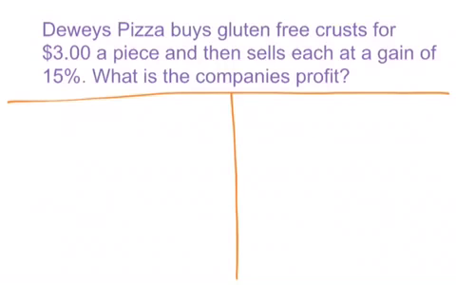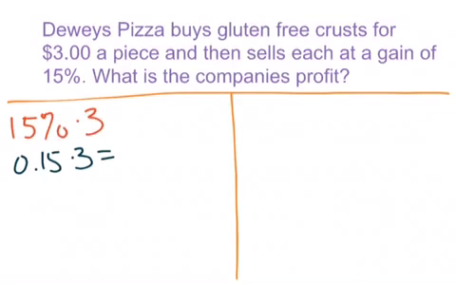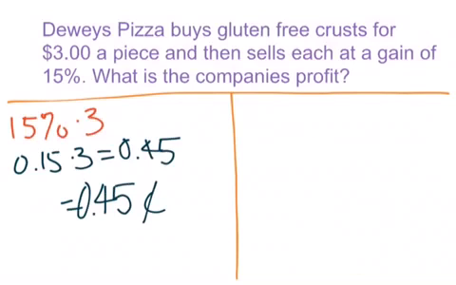So all we do is take our 15% and multiply it by 3. In essence, take 0.15 times 3, and that is going to equal 0.45, which equals a gain of 45 cents. So for every crust that is sold, they will gain 45 cents from it. That was the formula or the equation, so let's do the proportion method.